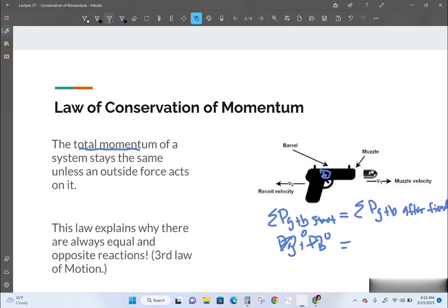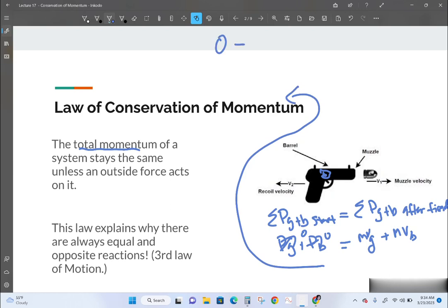So afterward, all of a sudden, the bullet is moving, which means that, let's do this up here where we have more room. So 0 equals whatever the momentum of the gun is plus whatever the momentum of the bullet is. So if I rearrange this, the momentum of the bullet is going to be equal to the negative momentum of the gun.